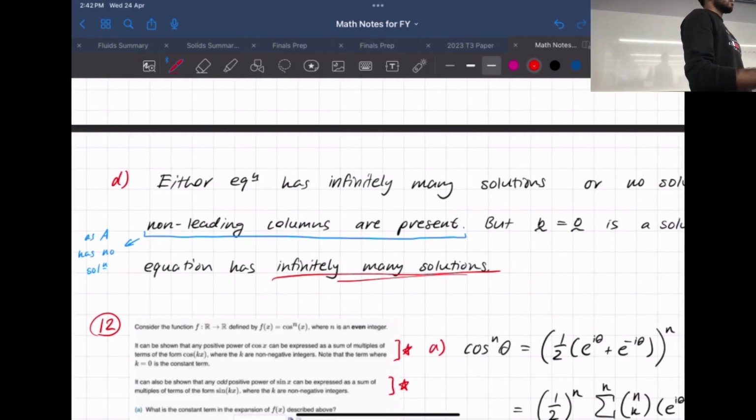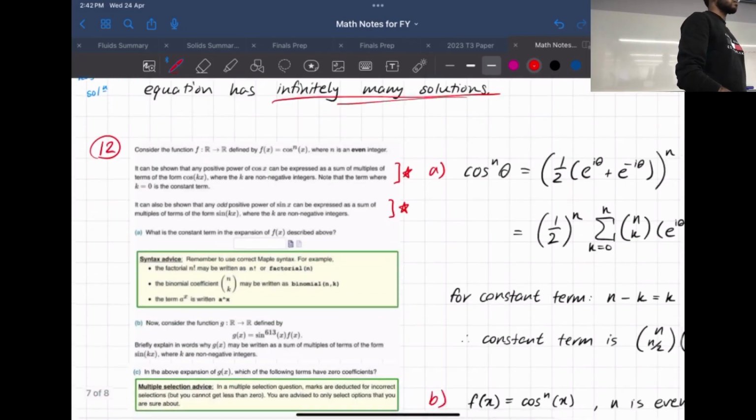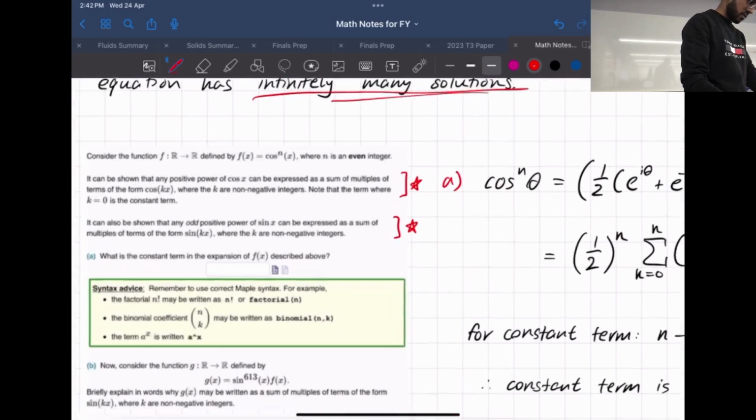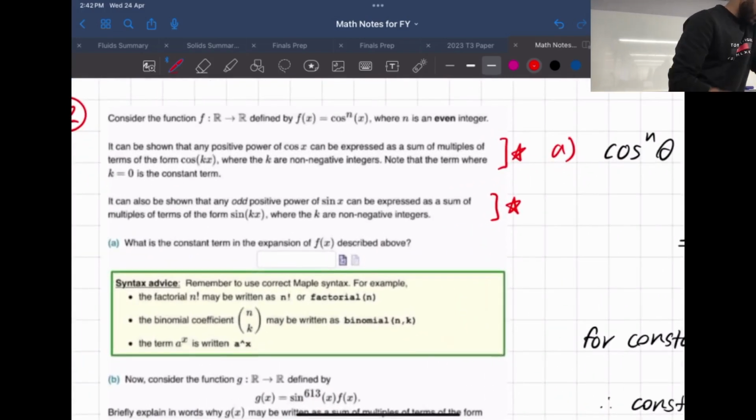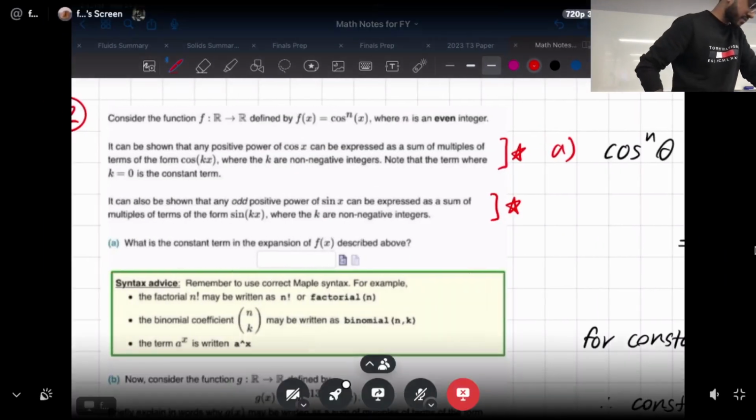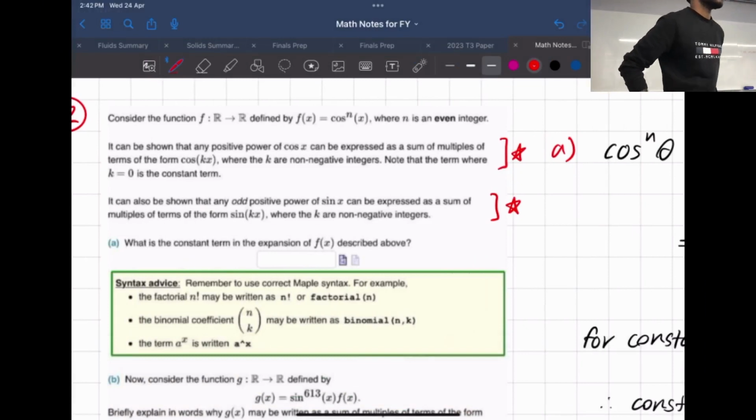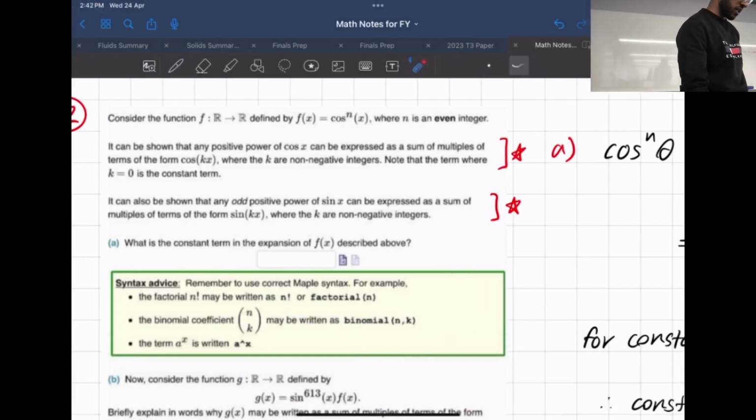Okay. Question 13. Can I move on to it? Consider the function f of x is equal to cos to the power of nx. Let's do it real quick. Okay, yeah. What is the constant term in our expansion? They've told us two things. They've told us that any positive power of cos x can be expressed as a sum of cos kx, and the same thing with sine. Right?